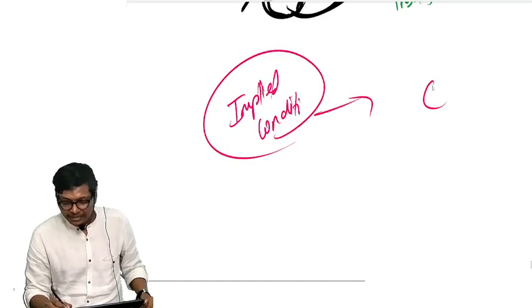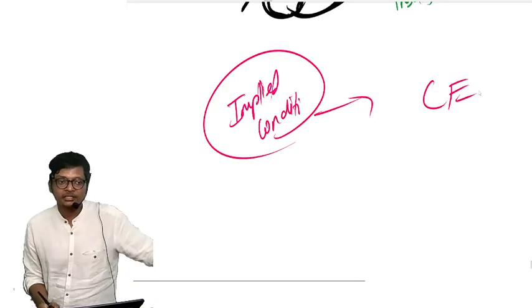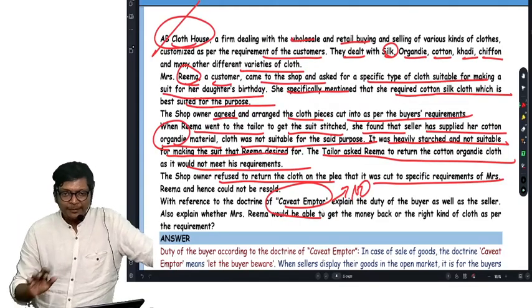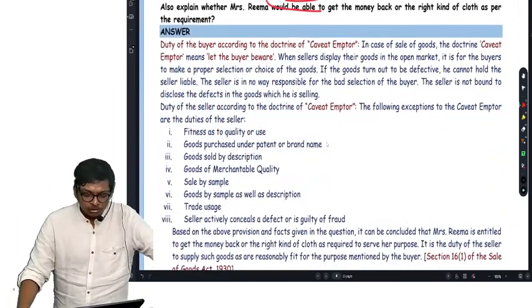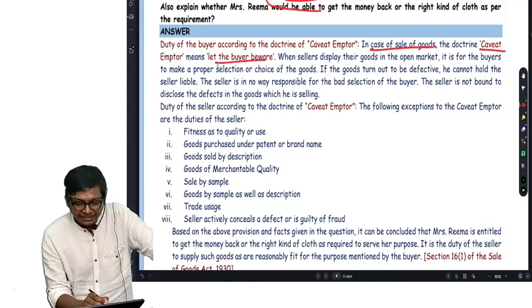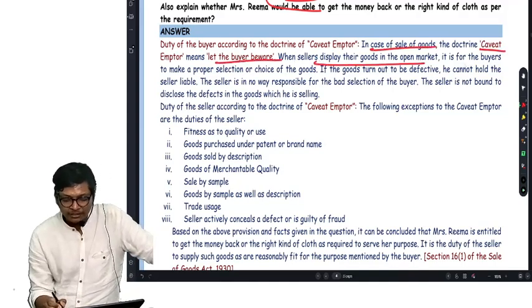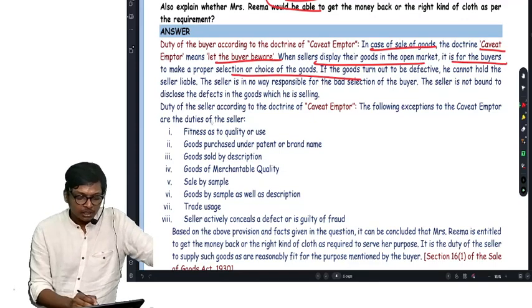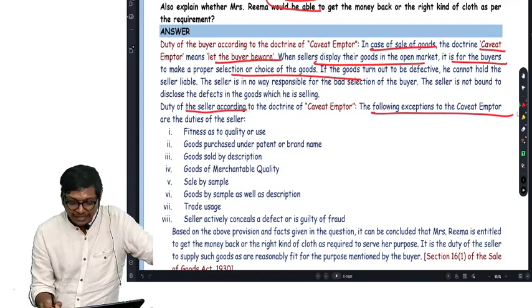This is actually the caveat emptor exceptions. All the points will mostly repeat except a few. We do that mapping in regular class, not here. So simple here. In sale of goods, caveat emptor means let the buyer beware. When the seller displays goods in the open market for buyers, the buyer should be careful. The duty of the seller, the following exceptions are given.